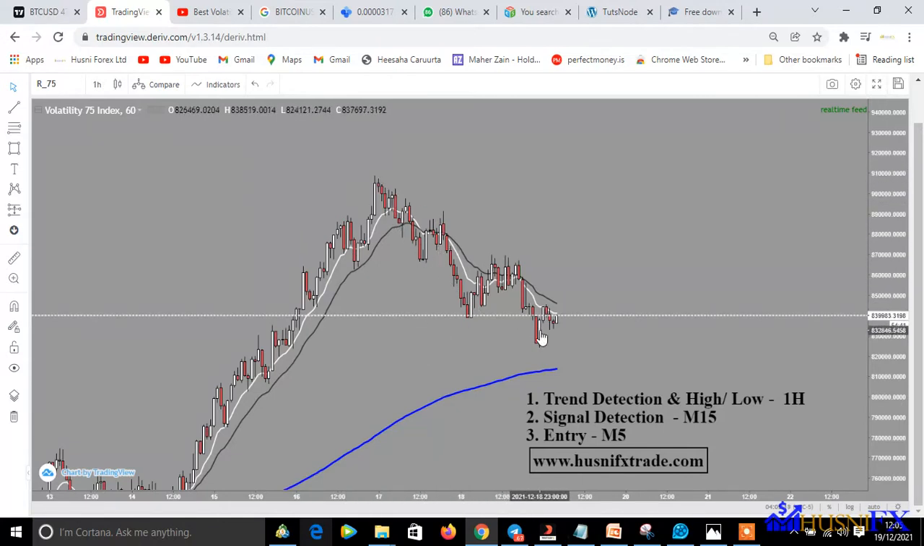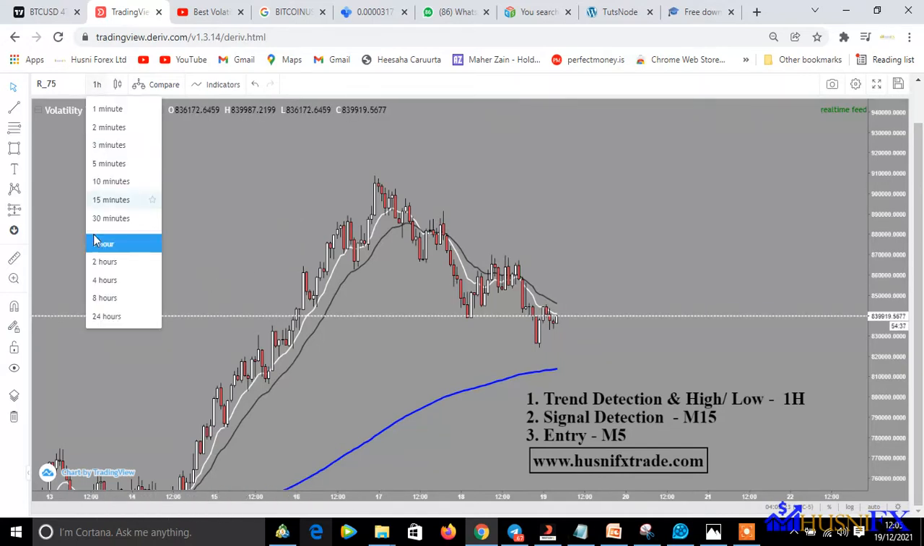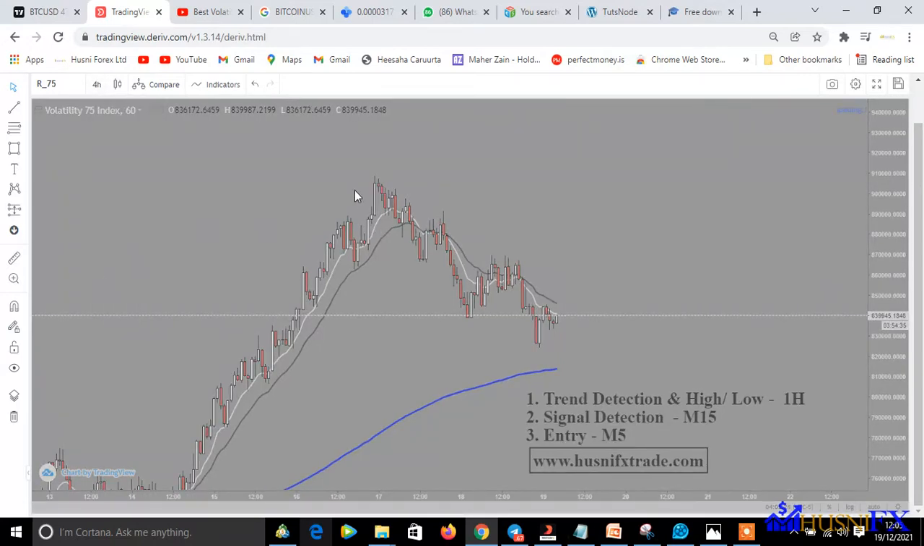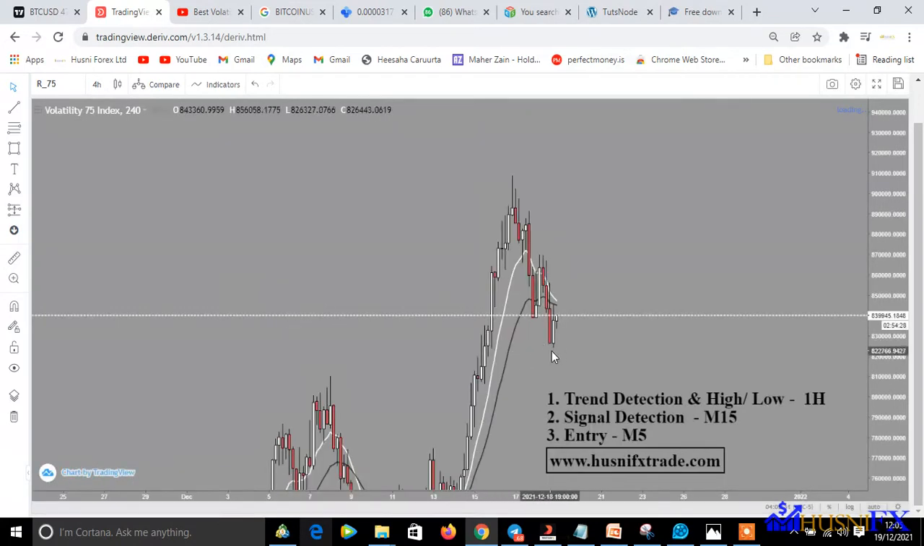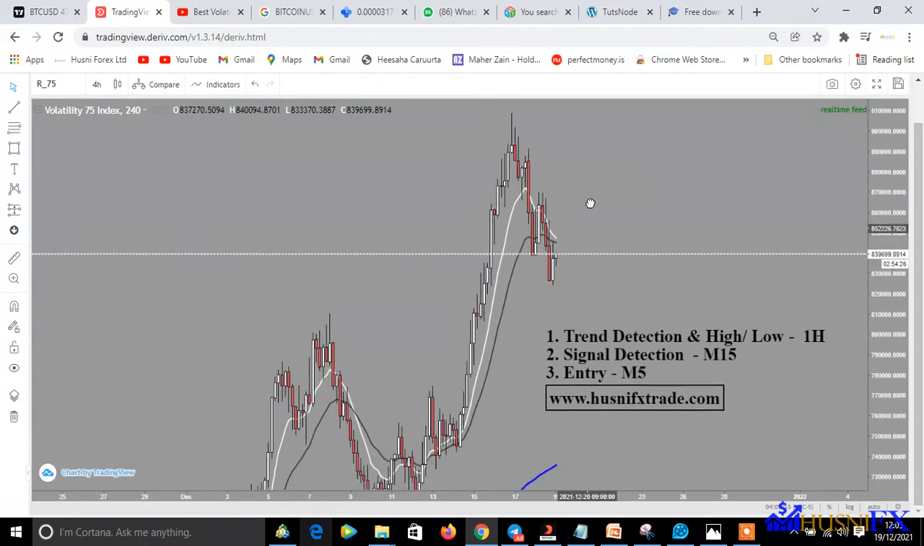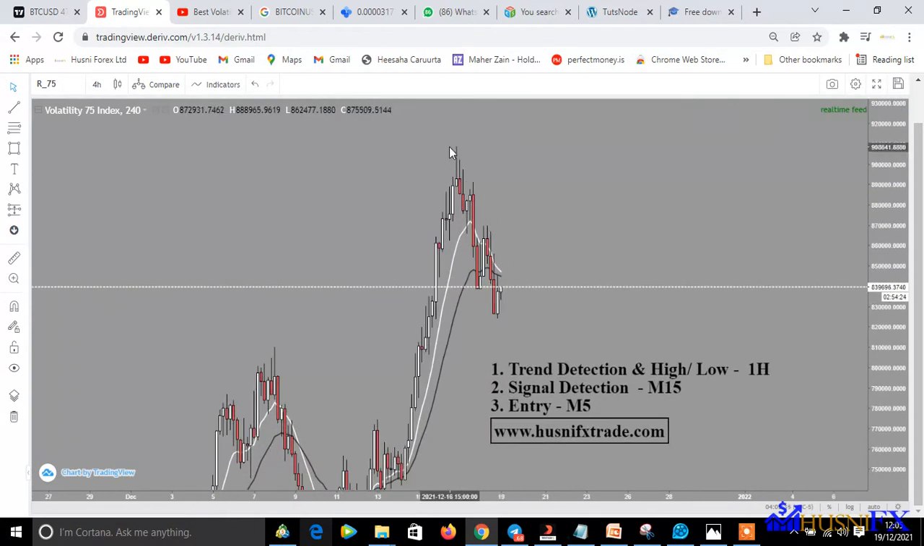This is a pullback at higher time frame. If we go on and check at 4 hours, this will be a pullback, meaning this is reversing down, and then the market is starting to go up again. So you can see that this market has made a rejection for pullback, and this is an impulsive move.